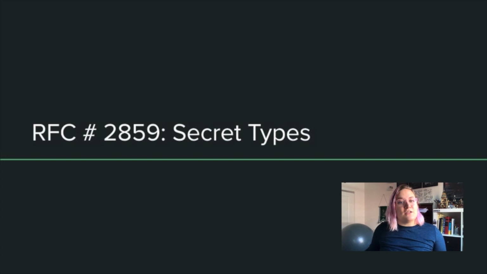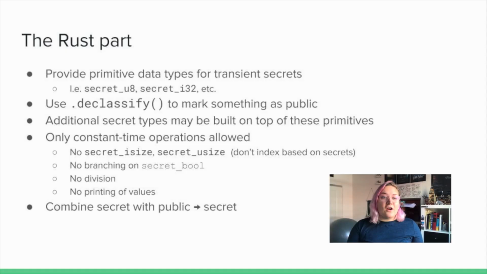Enter RFC number 2859. This RFC defines various secret primitive types and the instructions that should be defined for each type. For all of the extra types, we implement all of the normal acceptable operations. When we know that a value is safe, we can use the declassify function to convert it back to a public value. Using these integer types, we can build more complex types. For example, a secret key may be an array of secret U8 bytes. These types keep us secure by disallowing any Rust code that would result in insecure binary code.